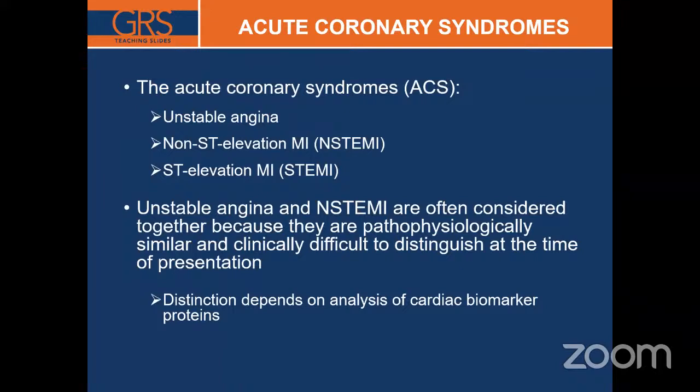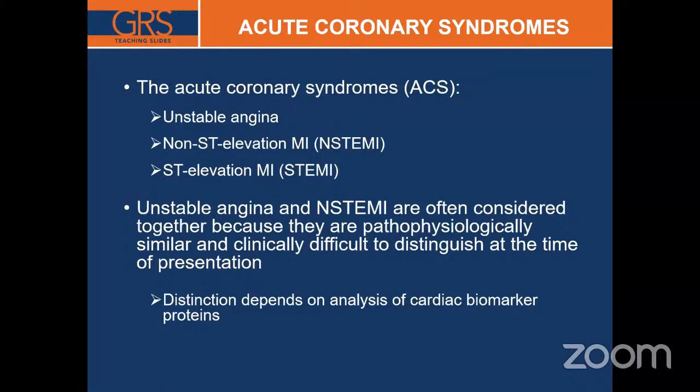Okay, now we're going to talk about acute coronary syndrome. Acute coronary syndrome encompasses unstable angina, non-ST elevation MI, and ST elevation MI. Unstable angina and non-STEMI are often considered together because they are pathophysiologically similar, clinically difficult to distinguish, and they also have the same management.